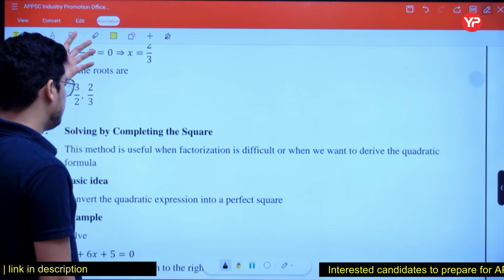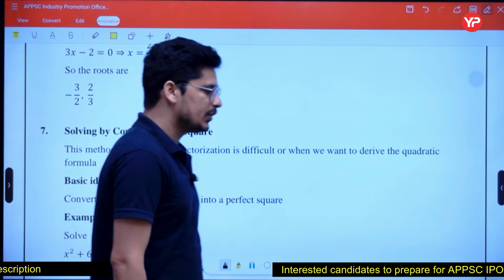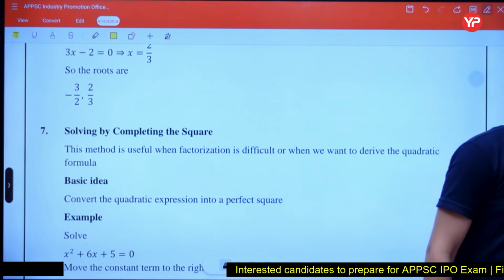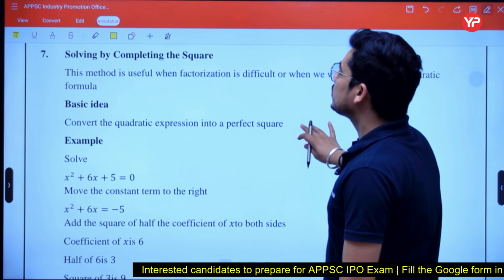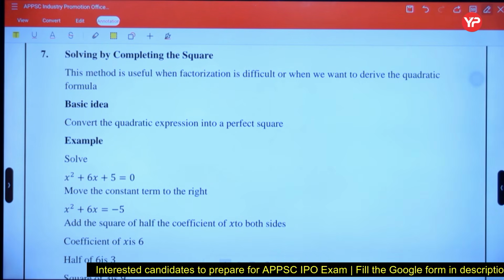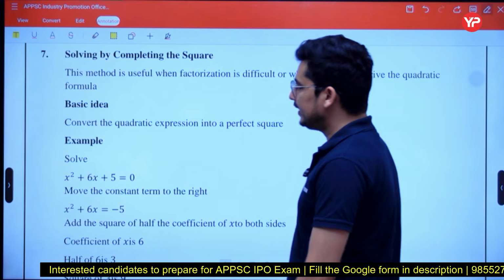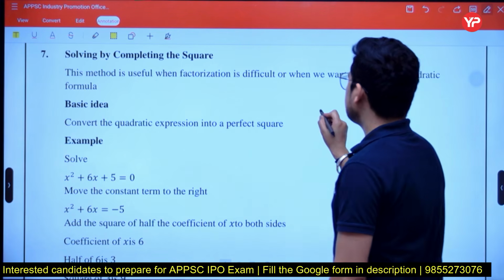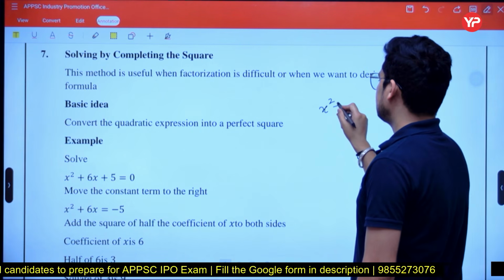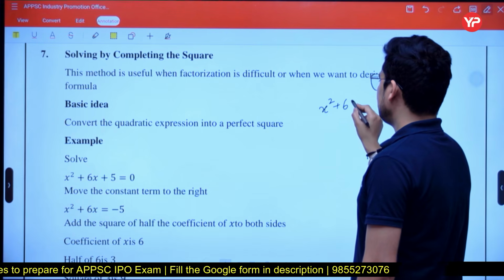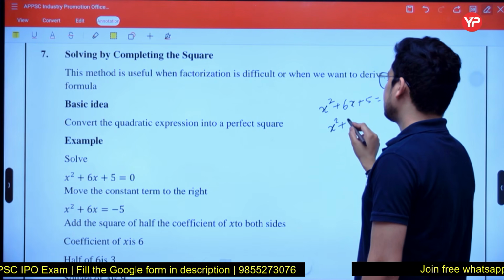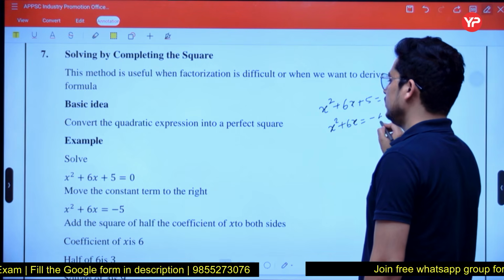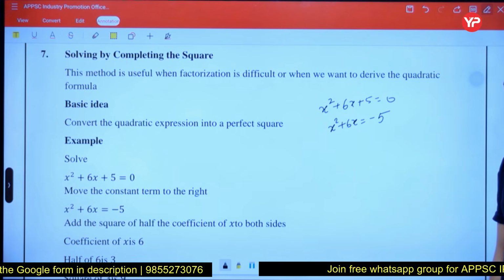So now I have already told you how you can solve these equations by factorization. There are two possible cases I already discussed with you. Next, solve by completing the square. Here the equation is given: x squared plus 6x plus 5 equals 0. Then x squared plus 6x is equal to minus 5.